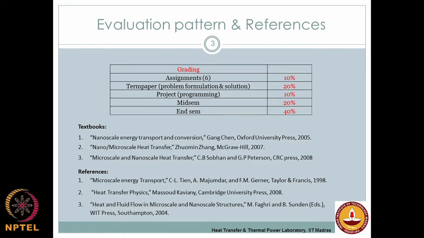Okay. So, let me come back to the presentation here. Let me discuss the grading pattern first. I would say the grading pattern has been distributed fairly between the different aspects that are required for you in order to understand an elective course.